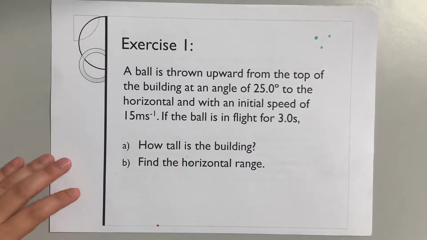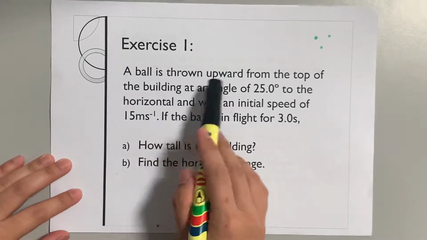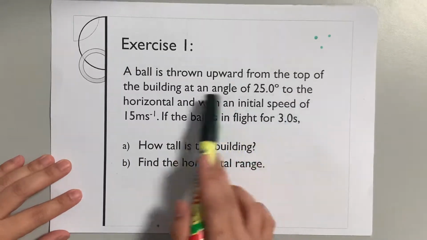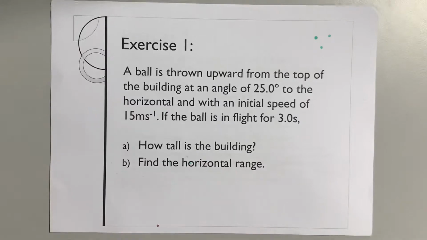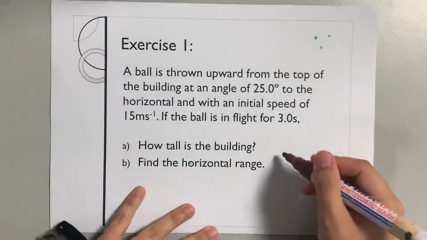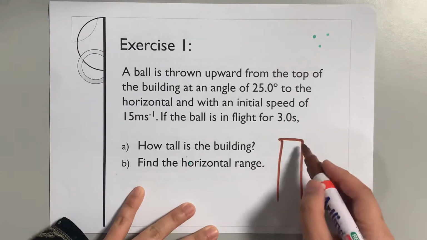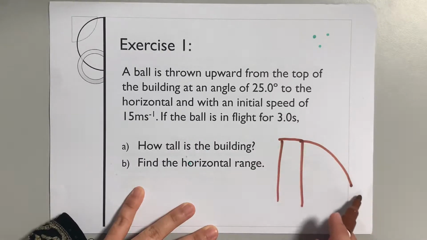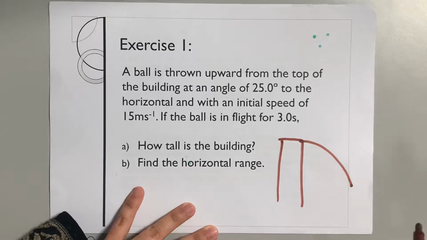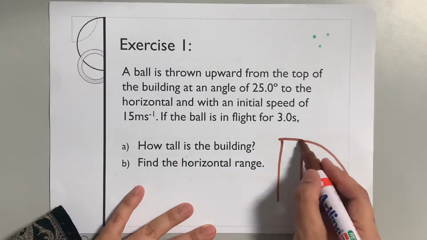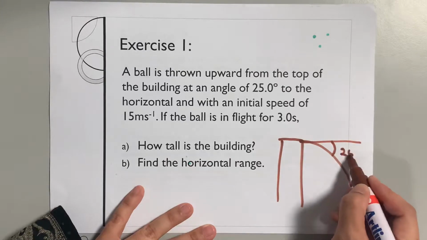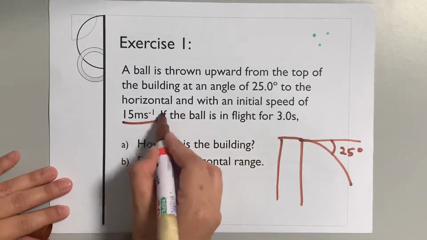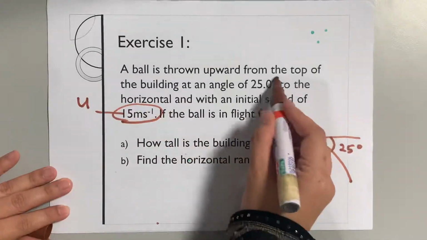Now we move to exercise 1. A ball is thrown upward from the top of a building at an angle of 25 degrees to the horizontal. Assume the ball is thrown like this. If you see the movement like this, we can call it projectile motion. So where's the angle? The angle is here, 25 degrees, with an initial speed, so this one is u, this one is theta.